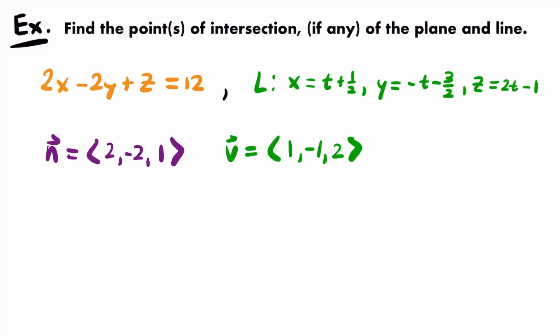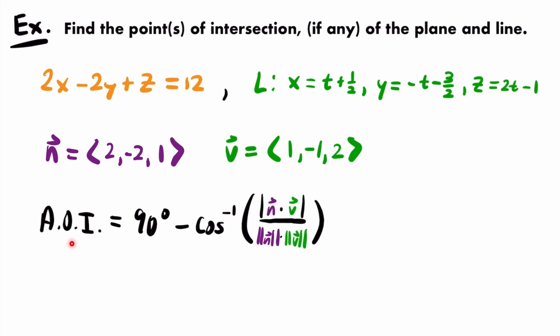Remember what our formula looks like. To find the angle of intersection, we have to take 90 degrees minus inverse cosine of the absolute value of the dot product of those two vectors divided by their magnitudes. And so before we set this up, let's find the magnitude of each of those vectors. The magnitude of the normal vector will be equal to the square root of the sum of its components squared. Now 2 squared and -2 squared are both 4, and then 1 squared is 1.